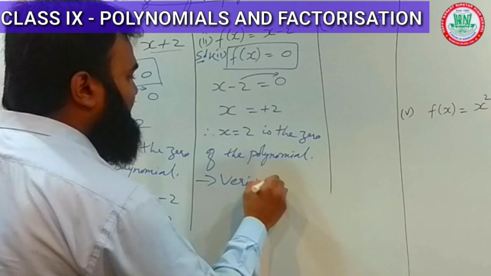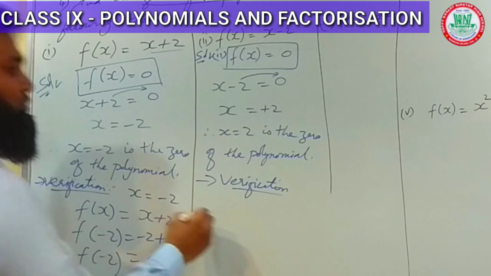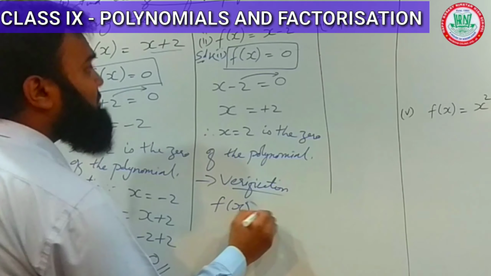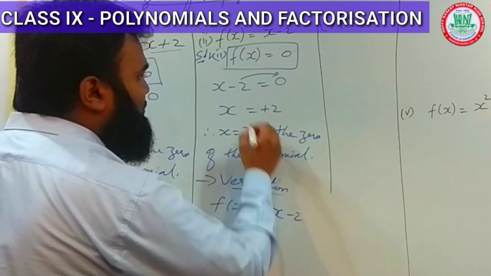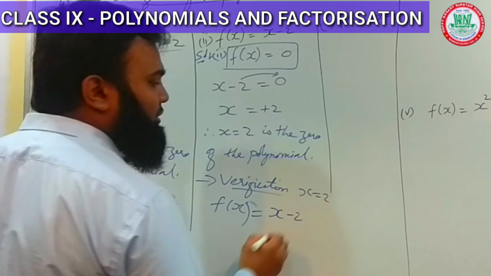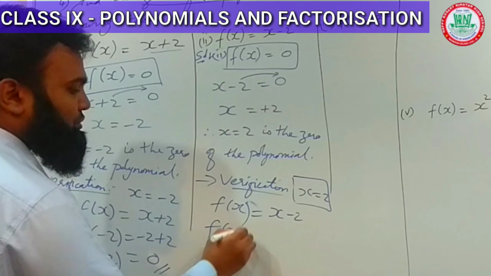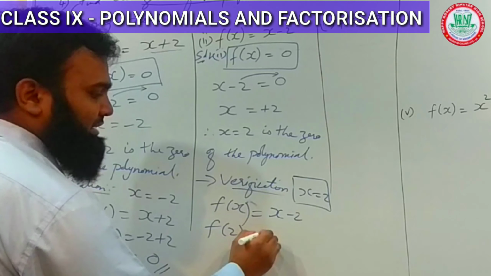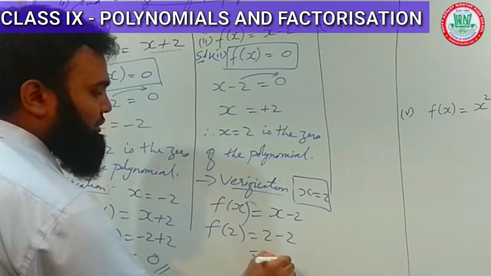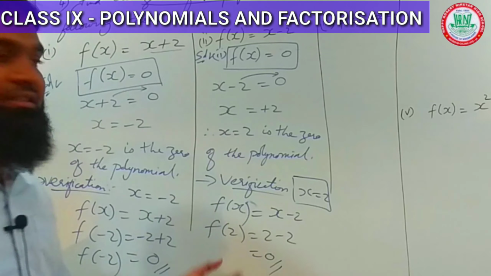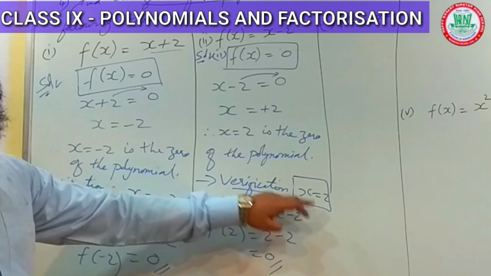Verification. If we do verification, what is the value? f of x is equal to x minus 2. Now what did we get? x is equal to 2. We have to put this value, x is equal to 2, in place of x: 2 minus 2, which is equal to 0. So we are getting 0. That means this 2 is the zero of the polynomial.